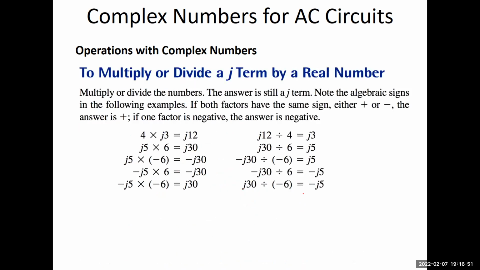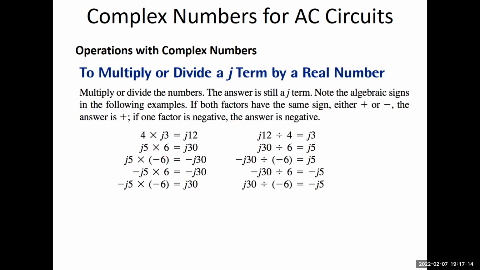So to multiply a J term by a real number, you can make use of the FOIL method, as what we do in the multiplication of binomials. So pwede yun, ano? Ganun talaga yung proseso. You have to distribute.